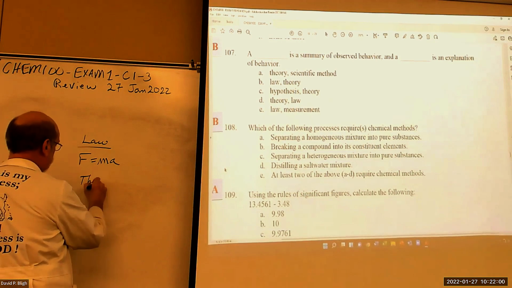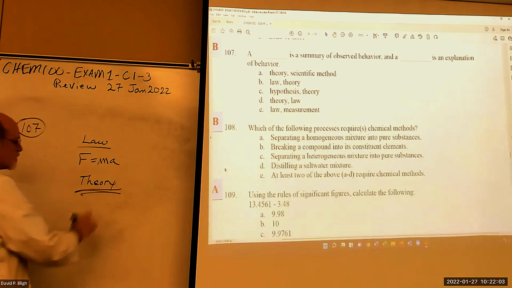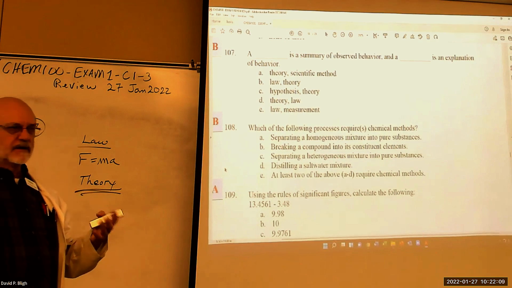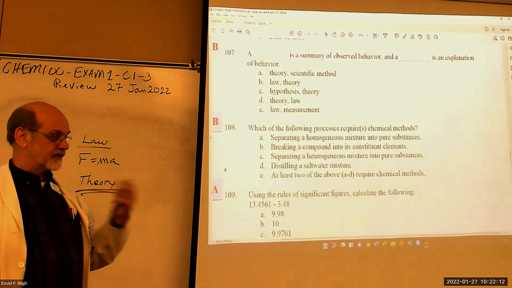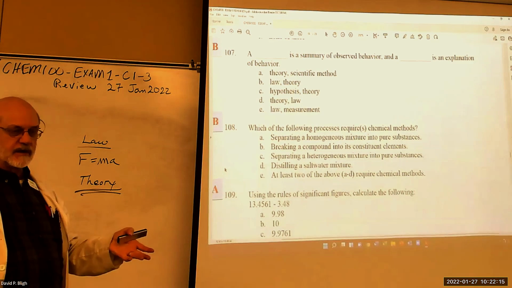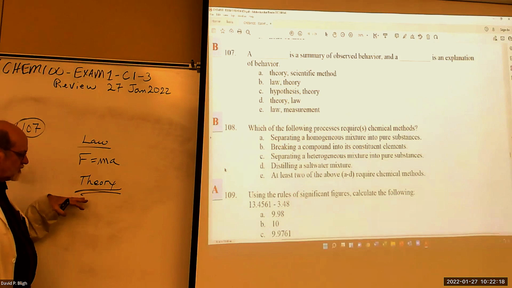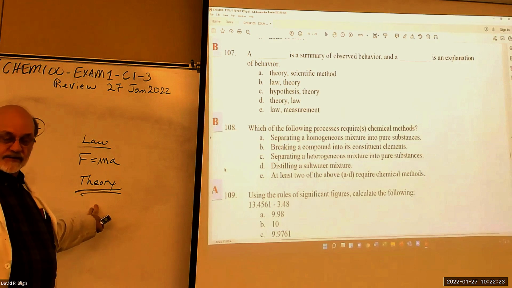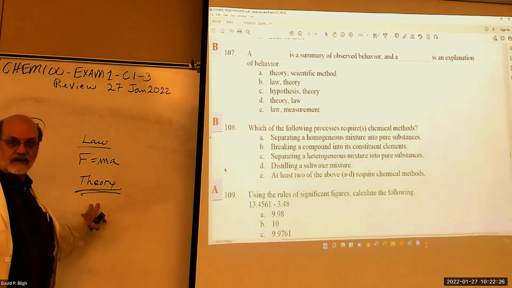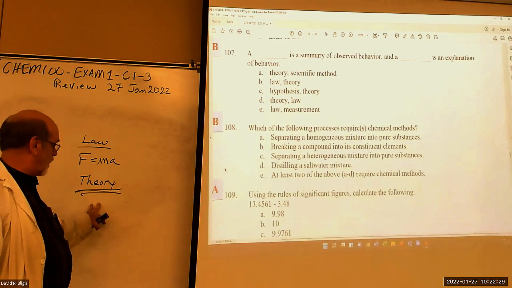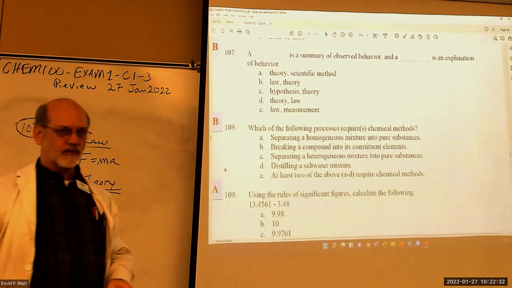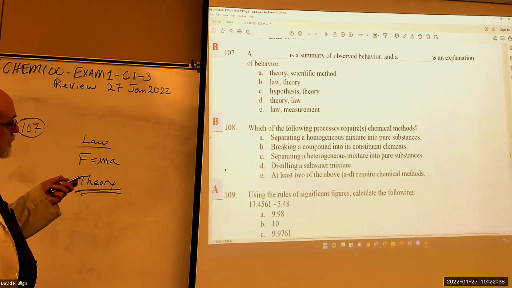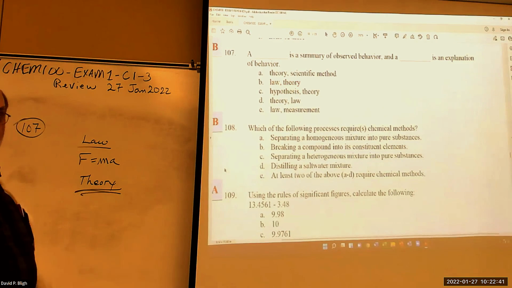Whereas a theory tries to explain why something happens. And usually it's accompanied by a model. It could be a mathematical model, it could be a physical model, it could be something in words. A model is a representation of the system in such a way that you can make changes to the model and see what effect that has on the outcome. That's why theories are much more powerful. Okay, so the answer to this one is the law is a summary of observed behaviors and a theory is an explanation of the behaviors.